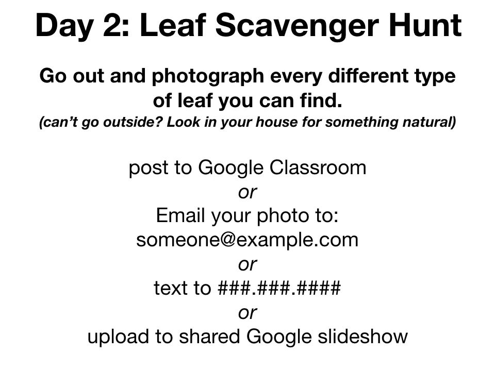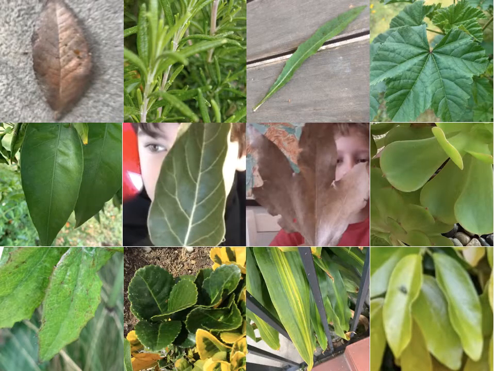We begin day two with a leaf scavenger hunt, where we ask students to go out and photograph every type of leaf they can find. And if they can't go outside, they can look in their house for things that are natural and leaf-like. We can post it to Google Classroom or email or text, or basically find some way to get those pictures all together so that you can compare them side by side.